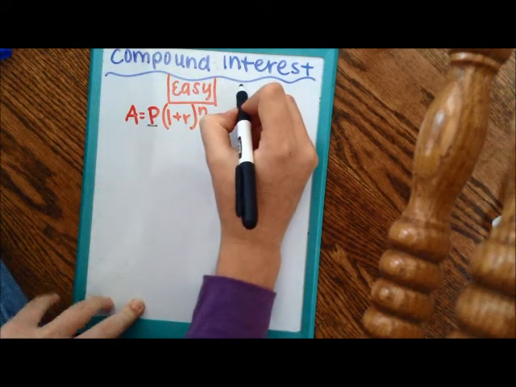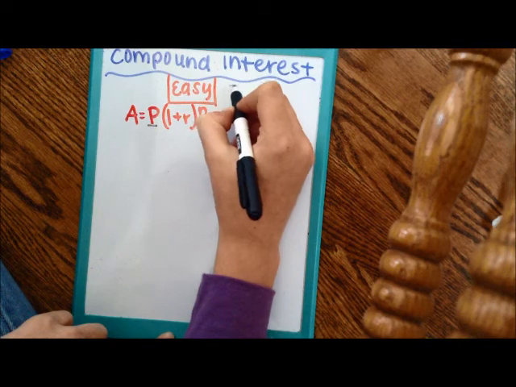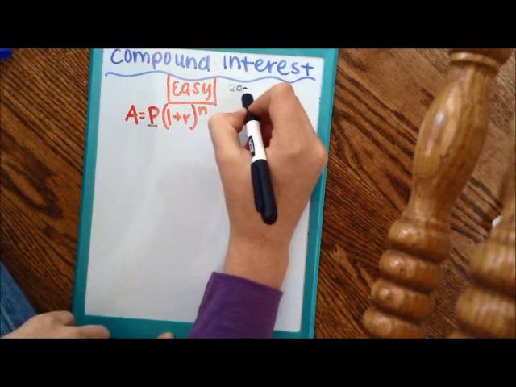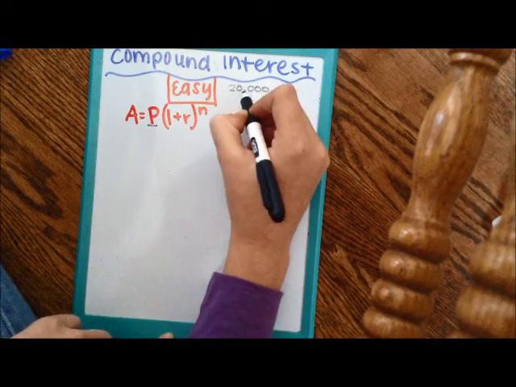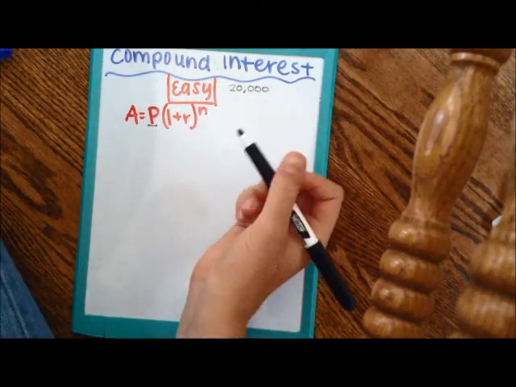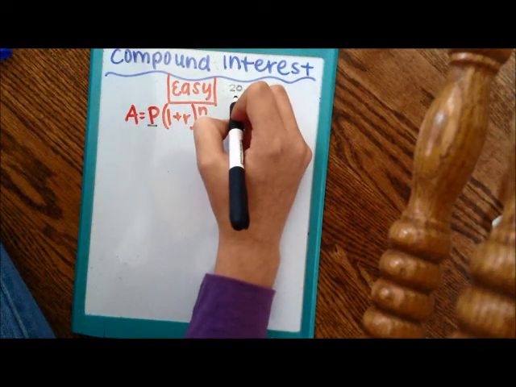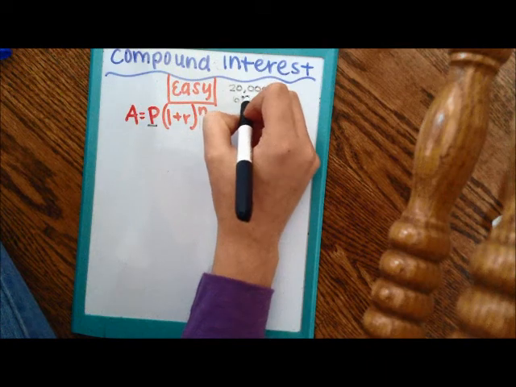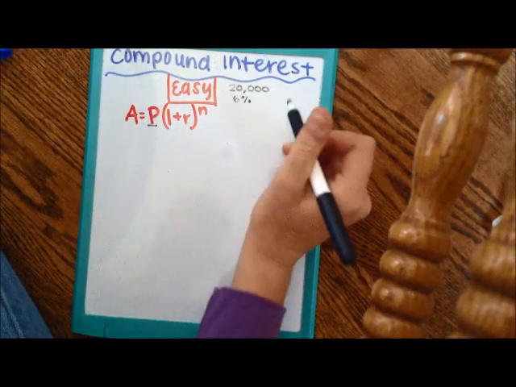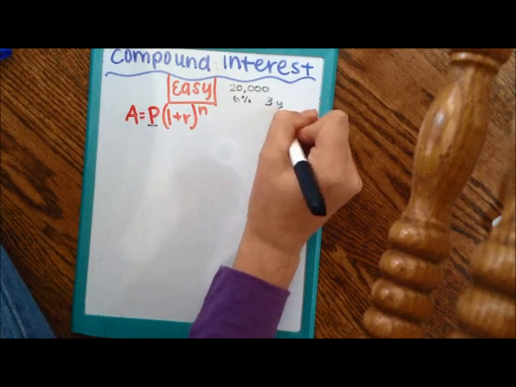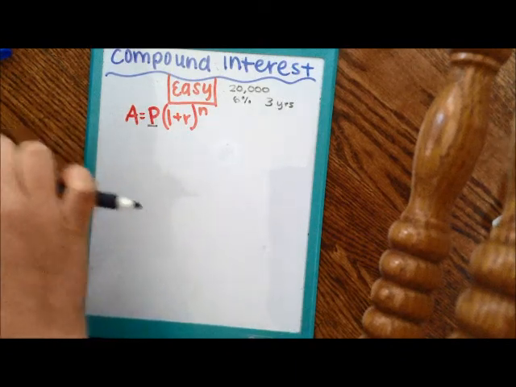So we're going to match each of these to a part of a problem. So we're going to say that there was a principal amount, the initial amount that was put into an account. It's $20,000. Then it was borrowed at a 6% rate for 3 years. So now we need to match each of these up with parts of the equation.